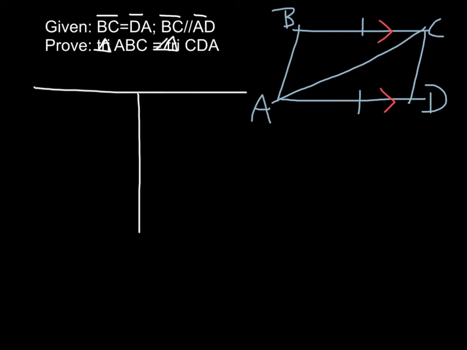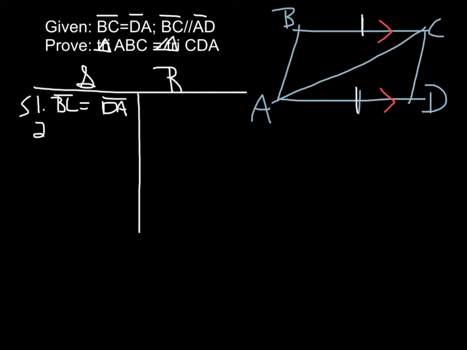Let's look at an example where we will use the side angle side to prove two triangles are congruent. We're going to do a two-column proof. Here's our column for our statements. The second column is for our reasons. The very first thing we are going to put is the given, that segment BC is congruent to segment DA. That gives us one side congruent to a side.